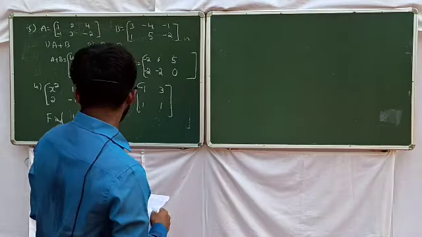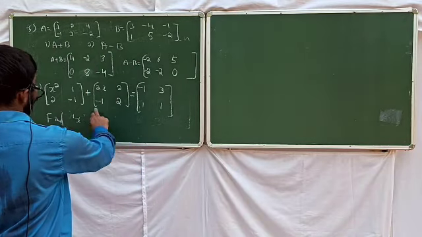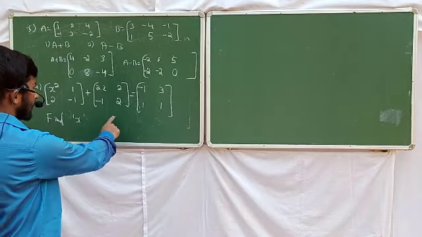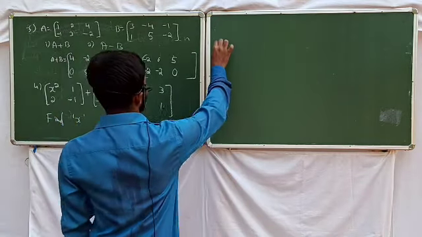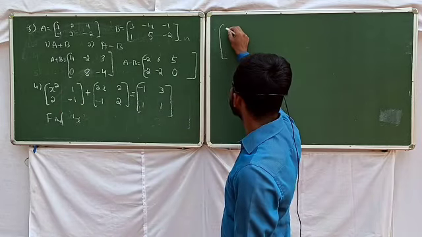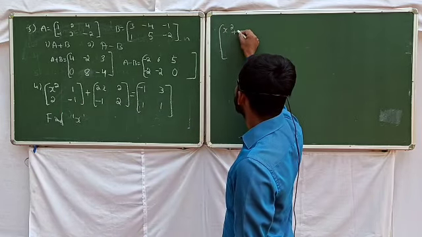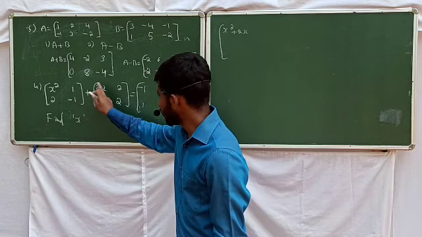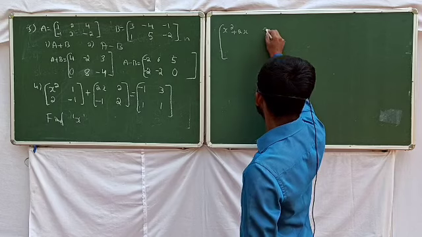So first you need to simplify the left hand side. Addition of matrices, see, add the corresponding elements. What you will get here? See, x square plus 2x, x square plus 2x, the first entry. And then 1 plus 2, its value is equal to 3.